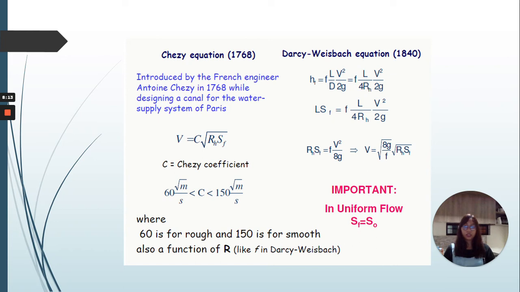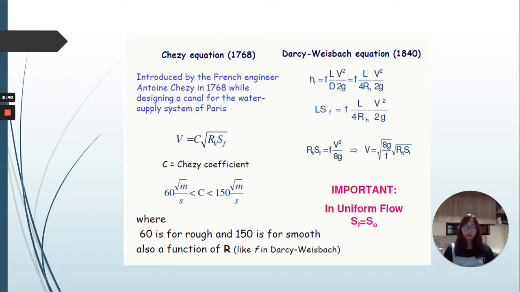C is greater than 60 square root of m over s, and smaller than 150 square root of m over s, where 60 is for rough and 150 is for smooth. It is also a function of R, or like f in Darcy-Weisbach.